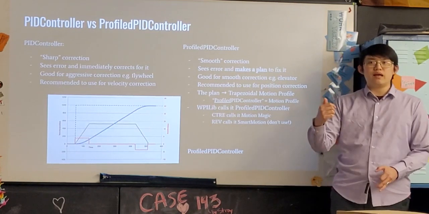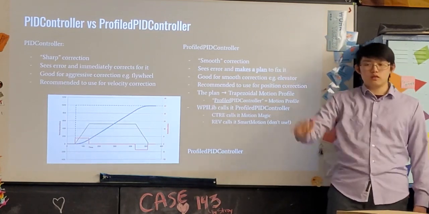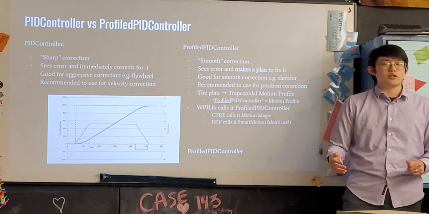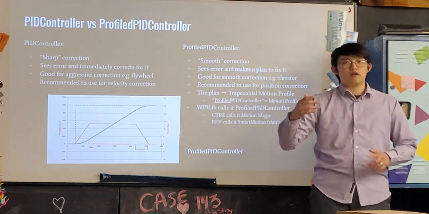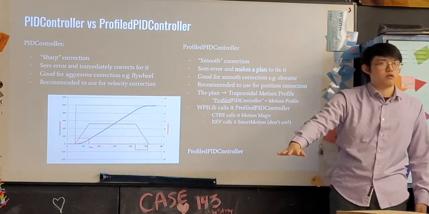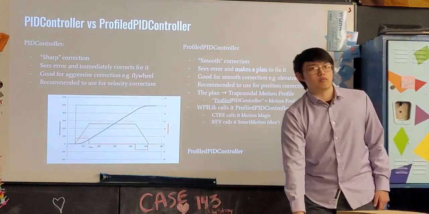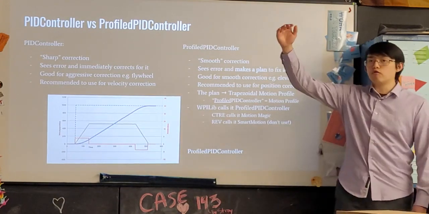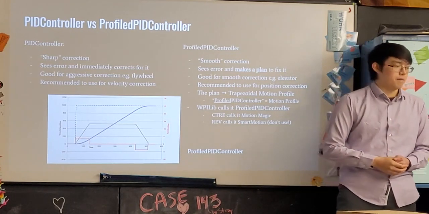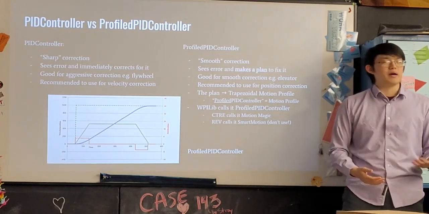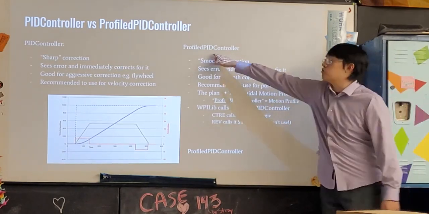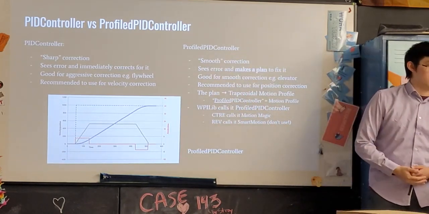It will make a plan for you to get from 2 meters to 0 meters, and it will do so in a smooth fashion. It will make a plan saying, hey, I'll give you 2 seconds to reach 1 meter, and then another 2 seconds to reach 0 meters. And thus, to go from 2 meters to 0 meters will take 4 seconds with that plan, okay? That plan that I'm talking about is called a trapezoidal motion profile. That profile part is why it's called a profile PID controller, okay?